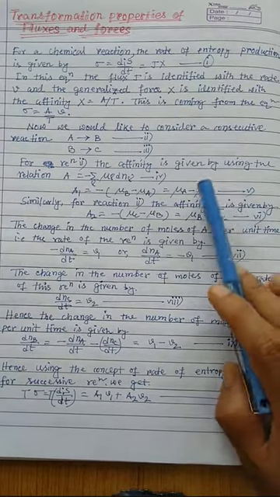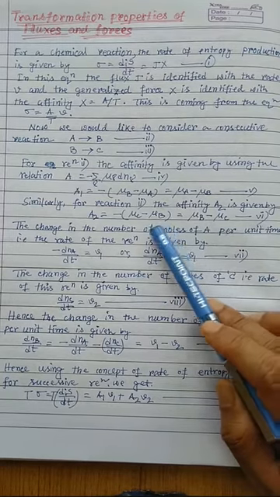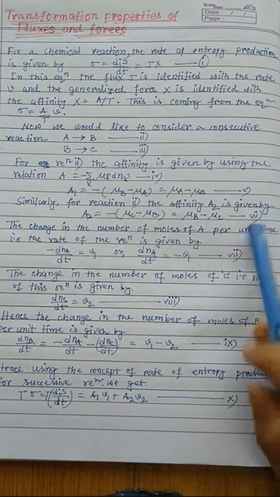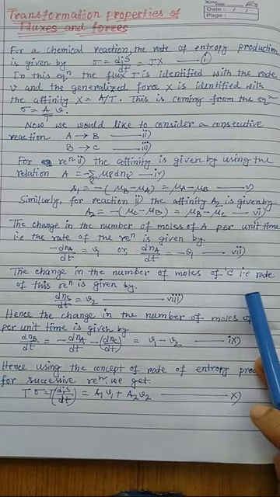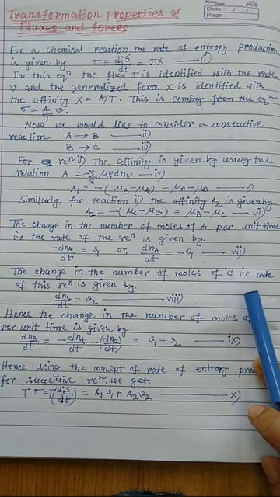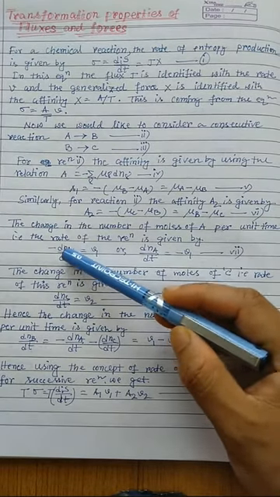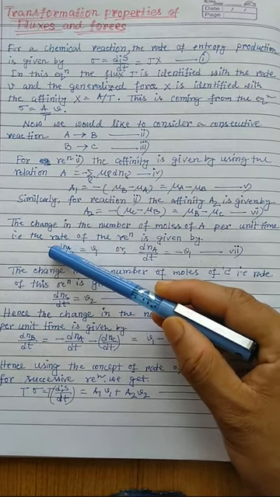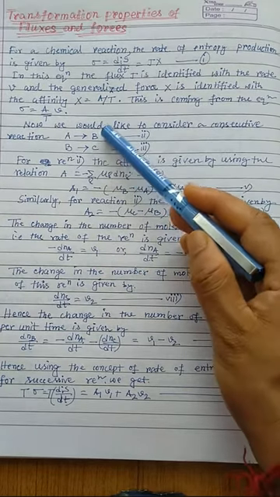Similarly for reaction number 2, the affinity A2 is given by A2 equal to minus (mu C minus mu B). If I simplify this, mu B minus mu C, that is equation number 6. Now the change in the number of moles of A per unit time, we know that the change in the number of moles of a particular reactant or product per unit time is basically its rate of reaction. Okay, so the rate of reaction of A, that is minus dNA by dt. Here the minus sign is used because A decreases with time, so minus dNA by dt equal to V1, the rate of the reaction of the first equation.